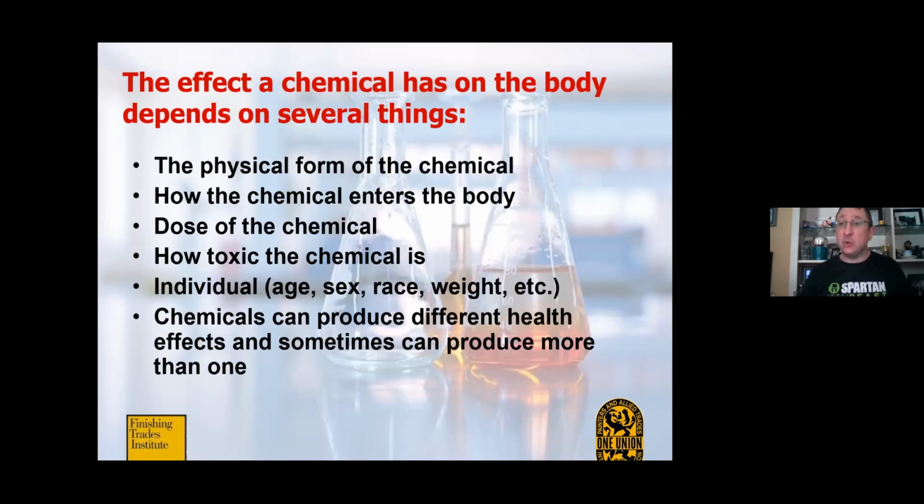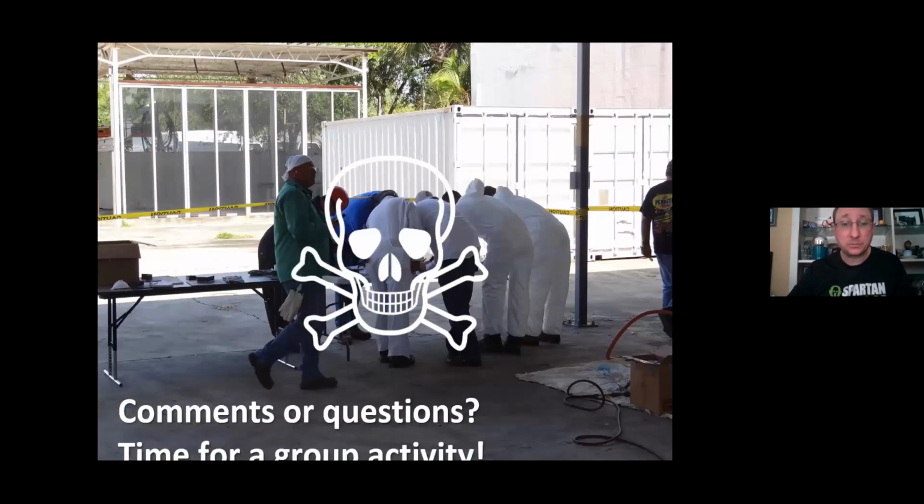Also the physical form. So methylmercury, I gave you that example for teratogens. Elemental mercury, the stuff that you see in a thermometer, does not have the same toxic effect in our body as methylmercury does. It's still very bad, but not as bad as methylmercury. The dose of the chemical, so how much you get in, how toxic the chemical is, so its potency, right? We mentioned that before. Individual issues, characteristics: age, sex, race, weight, underlying conditions. And then chemicals can produce different health effects and sometimes can produce more than one, right?